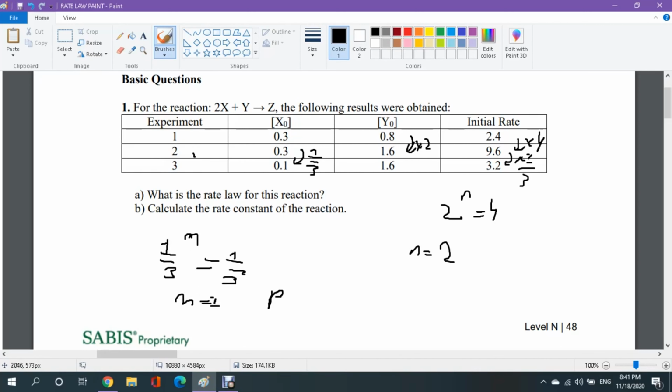So the rate law for this reaction is R, which is the rate, equals K times x to the power of m, which is 1, times y to the power of n, which is 2.